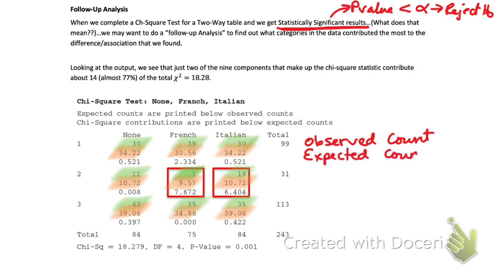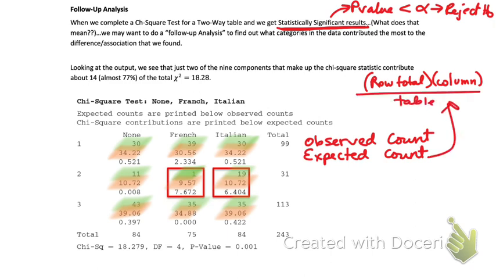Do you guys remember how to get expected counts by hand? Row total times the column total divided by the table total. Okay, cool. So that's how you get expected counts for each individual cell, if you needed them. All right, cool. And then there's a third line for each of these blocks.